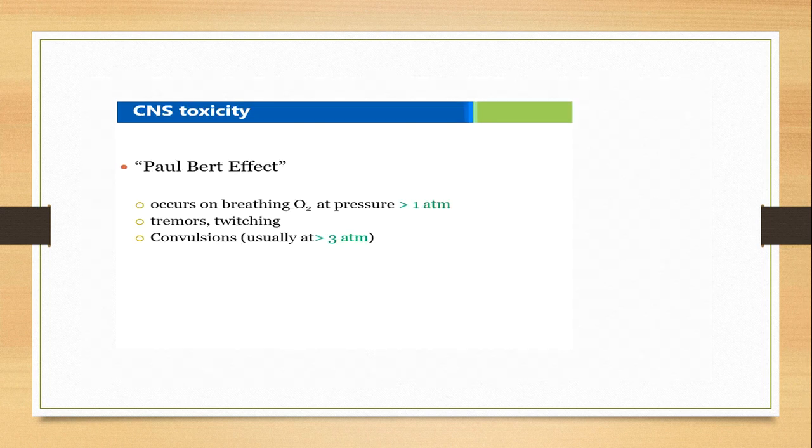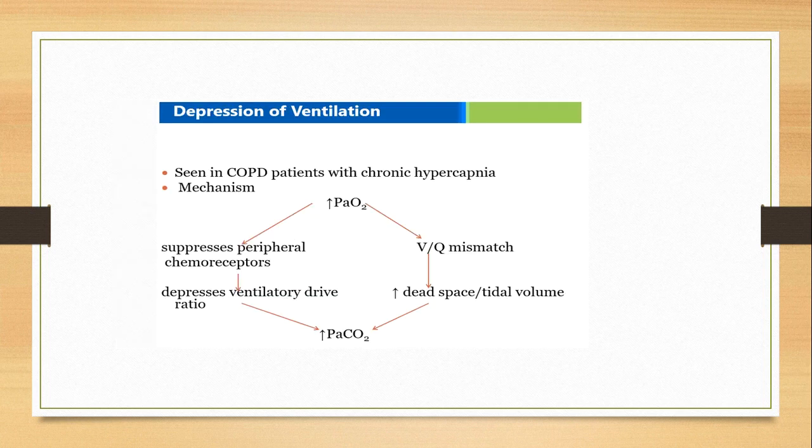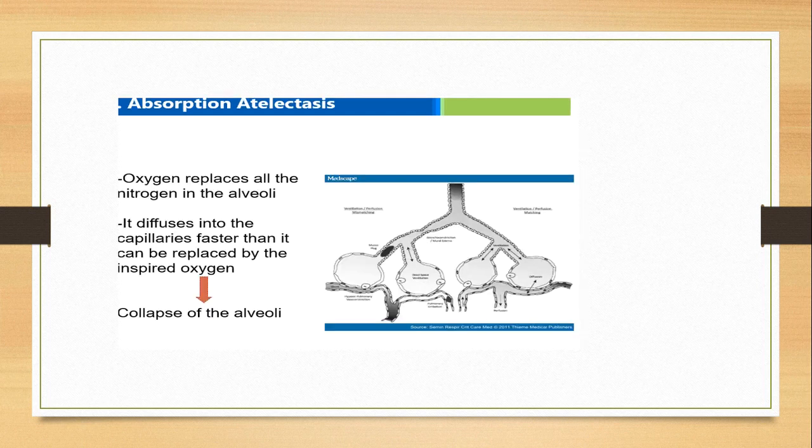Then CNS toxicity of oxygen, or the Paul Bert effect, occurs on breathing oxygen at a pressure greater than 1 atmosphere. Usually there are tremors, twitchings, and it can lead up to convulsions also. There is depression of ventilation. Absorption atelectasis can occur because of the washout of nitrogen from the alveoli, leading to absorption atelectasis or the collapse of the alveoli.